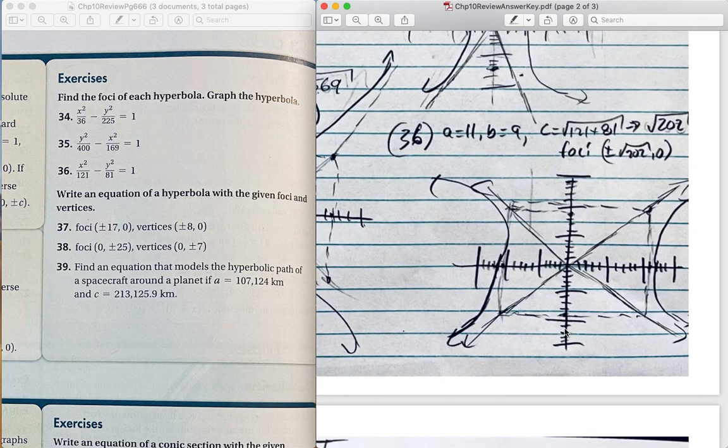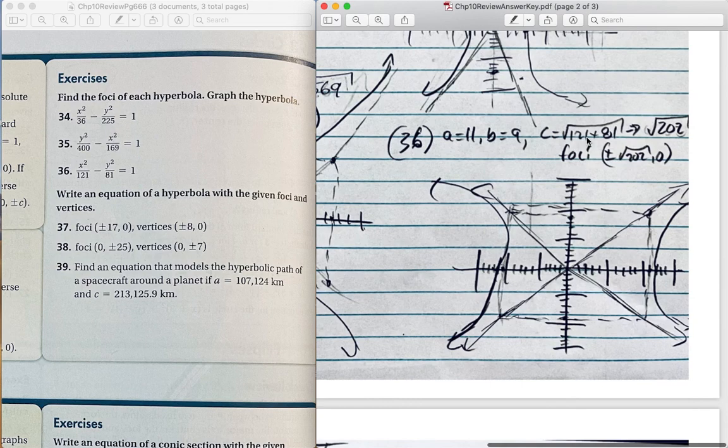Next is x squared over 121 minus y squared over 81. Again, c is equal to the square root of 121 plus 81, which gives us the square root of 202. So our foci is plus or minus the square root of 202, 0, so we're dealing with a horizontal hyperbola. Our slope is b over a, so that's going to be 9 over 11. Coming from the origin, 9 over 11, that's my first asymptote, and 9 over 11, that's my second asymptote. The vertex is at 11, so I'll go over here to 11, and then create my graph.